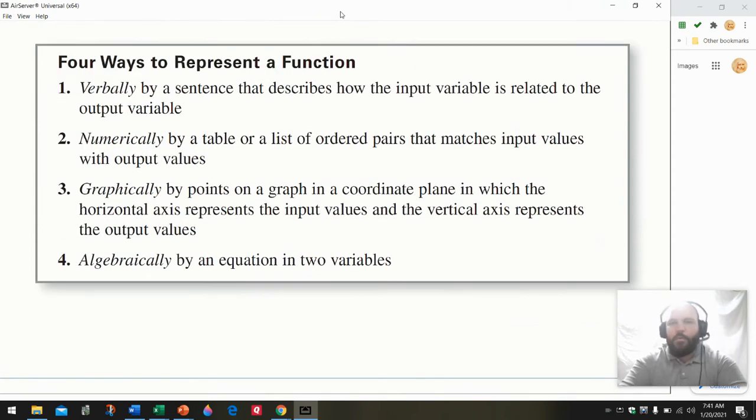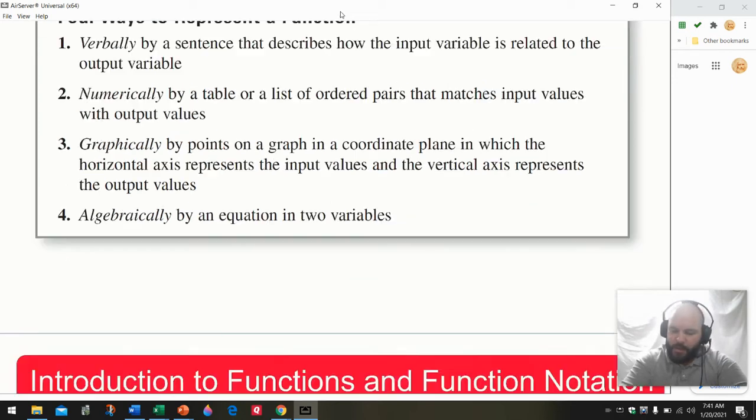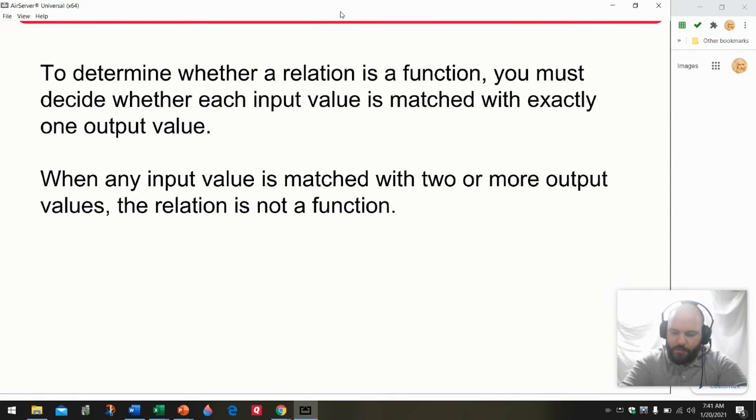Now there are 4 ways to represent a function. We can represent it verbally, numerically, graphically, or algebraically. And I'm going to show you a couple of those here.